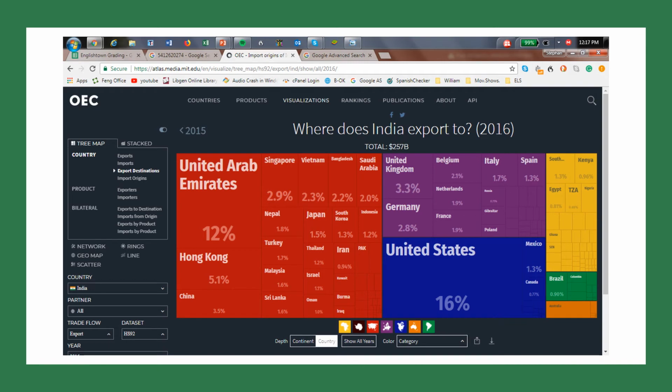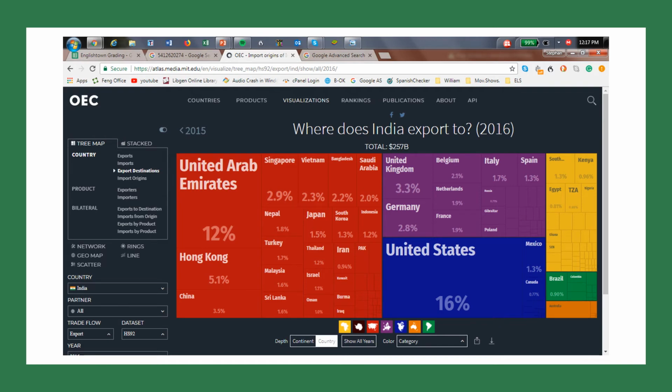So United Arab Emirates is one of the largest trading partners for India. What are they going to be trading there? Well, they don't need oil in that country because they have an enormous amount of oil. So they're probably going to be getting a lot of diamonds and jewelry coming from India going to the UAE.